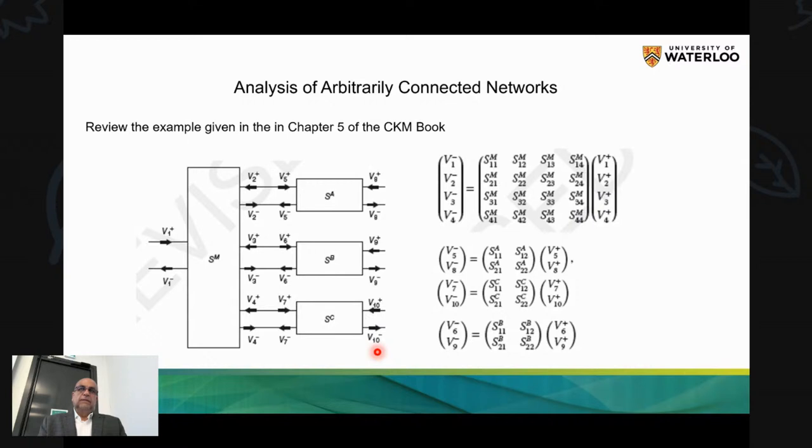Well, I mean, your definition of internal ports is up to you.